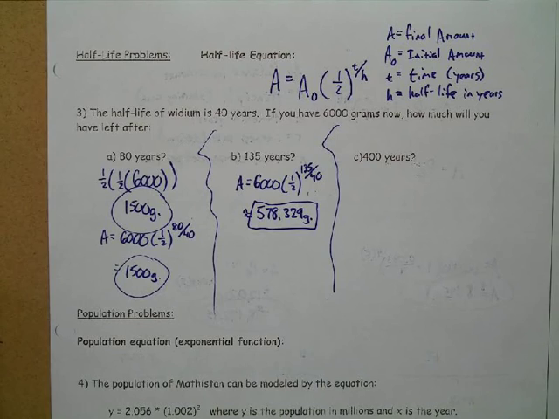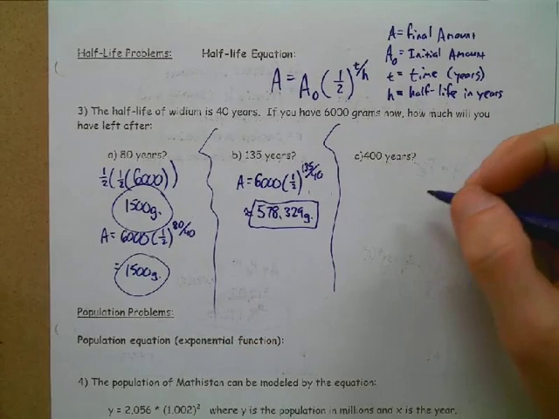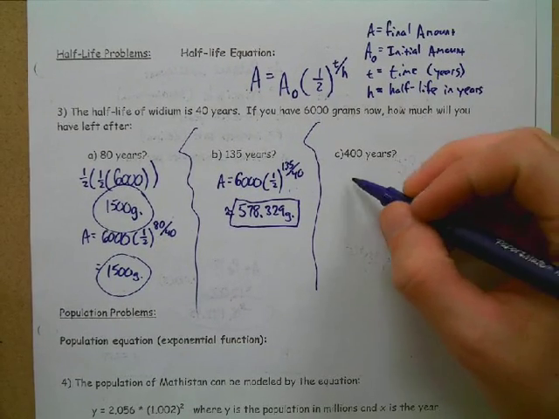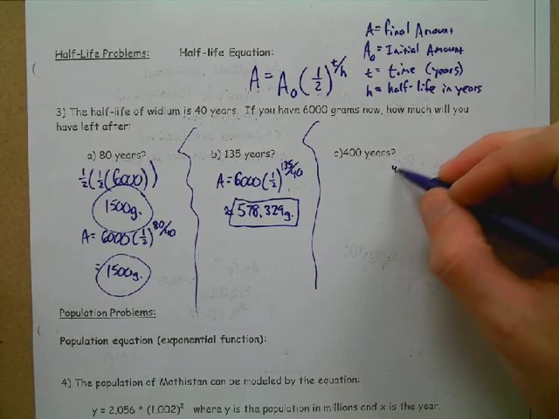So how'd you set it up? I did 400 divided by 43. Okay, so that was your exponent. You're saying, oh, never mind. There it is. Okay.